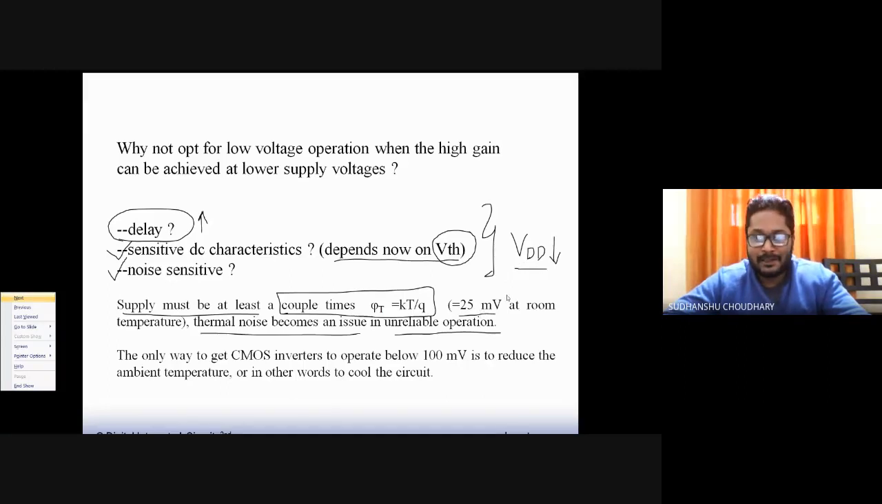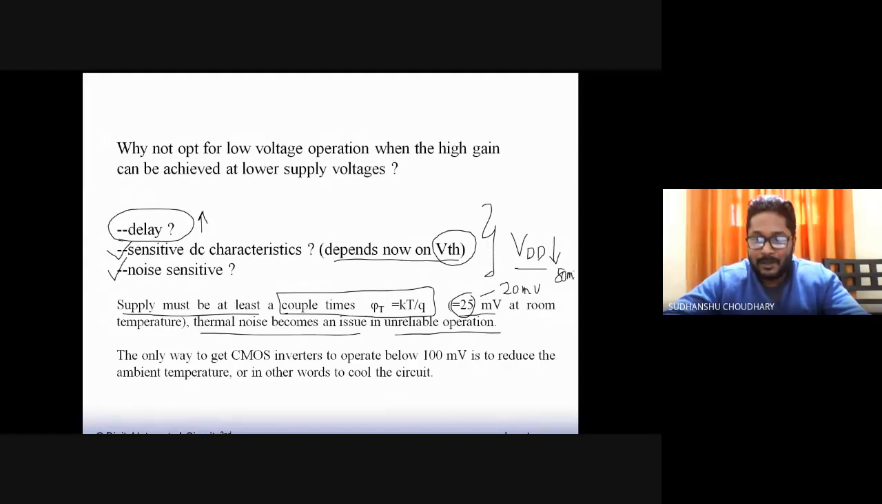Now somebody will still argue how to bring this VDD below 100 millivolts, right? Since phi t is kT by q, if you want VDD to go below 100 millivolts, that means you will have to reduce this T, the ambient temperature. If the ambient temperature can be reduced, then phi t can be reduced. So maybe from 25 millivolts you can get 20 millivolts. So 4 times 20, that means VDD will now be 80 millivolts.